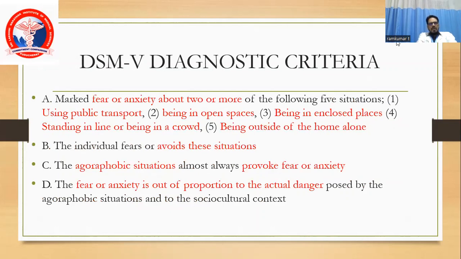DSM-5 diagnostic criteria. A. A marked fear or anxiety about two or more of the following 5 situations: using public transport, being in open spaces, being in enclosed spaces, standing in line or being in a crowd, or being outside of the home alone. B. The individual fears or avoids these situations. C. The agoraphobic situation almost always provokes fear or anxiety. D. The fear or anxiety is out of proportion to the actual danger posed by the agoraphobic situation and to the socio-cultural context.